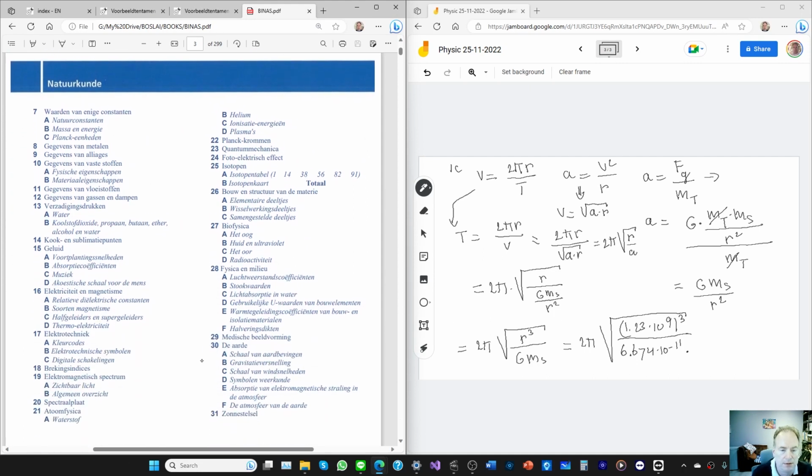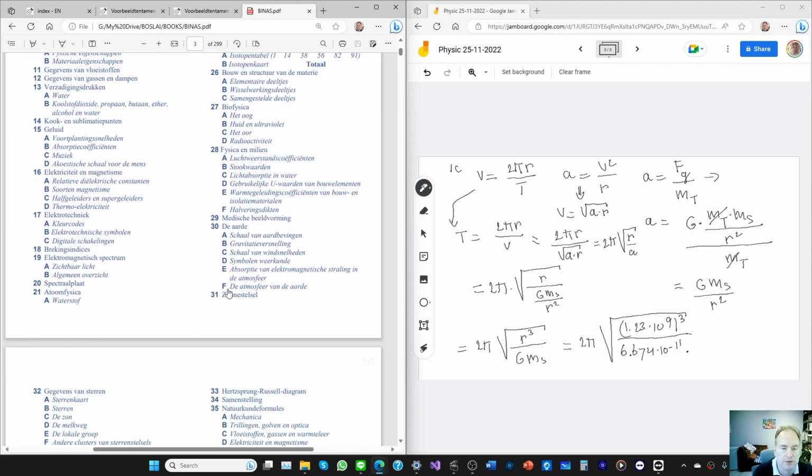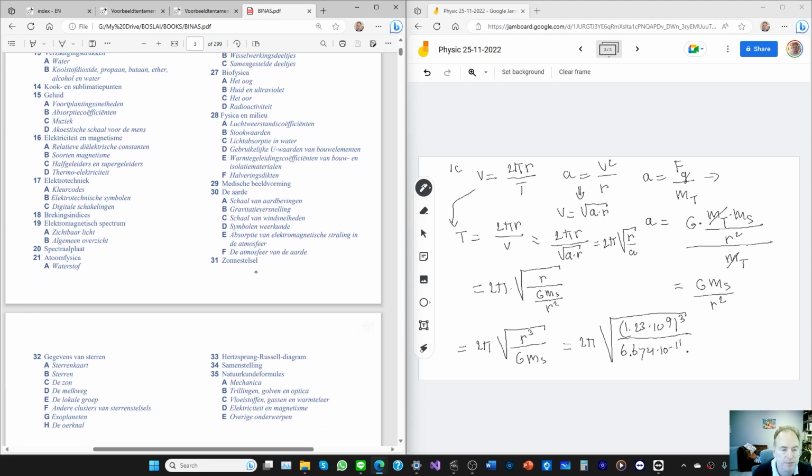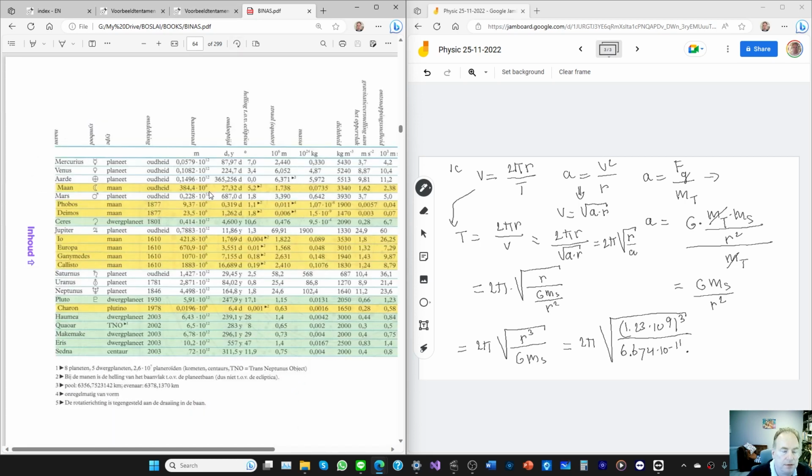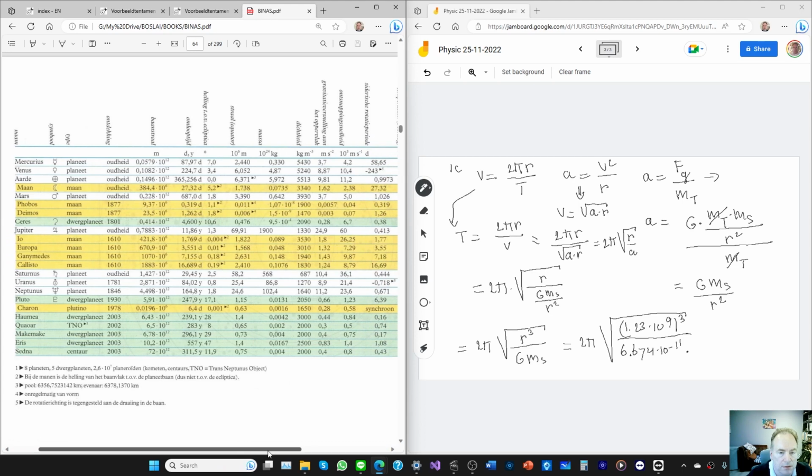Let's look here, Sonnenstelsel, which means the solar system. There are some planets here. Okay, here we have Saturn, Saturnus, and the mass is here. It's 568 times 10 to the power 24 kg.